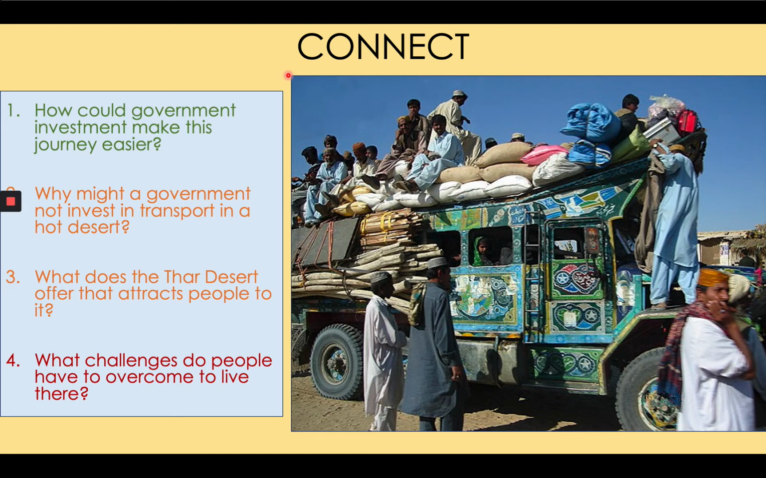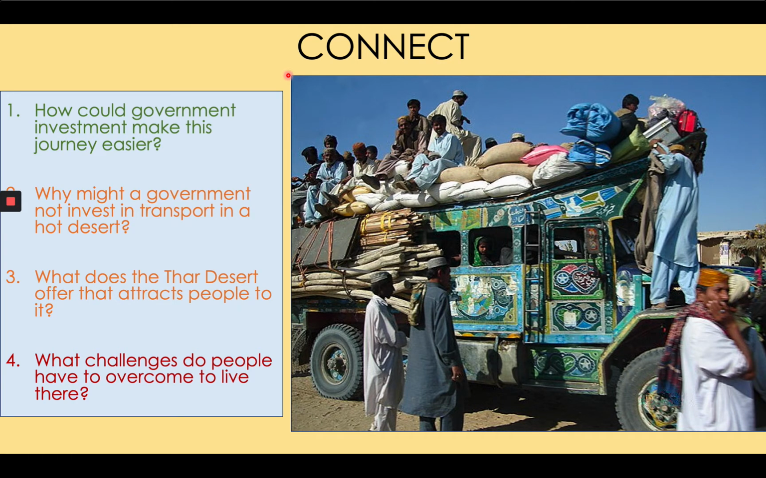Well, you could have said that the government might invest in more roads or more buses, it might invest in trains, it might invest in more modern or larger vehicles or more frequent vehicles, thereby reducing crowding and heat and journey time.